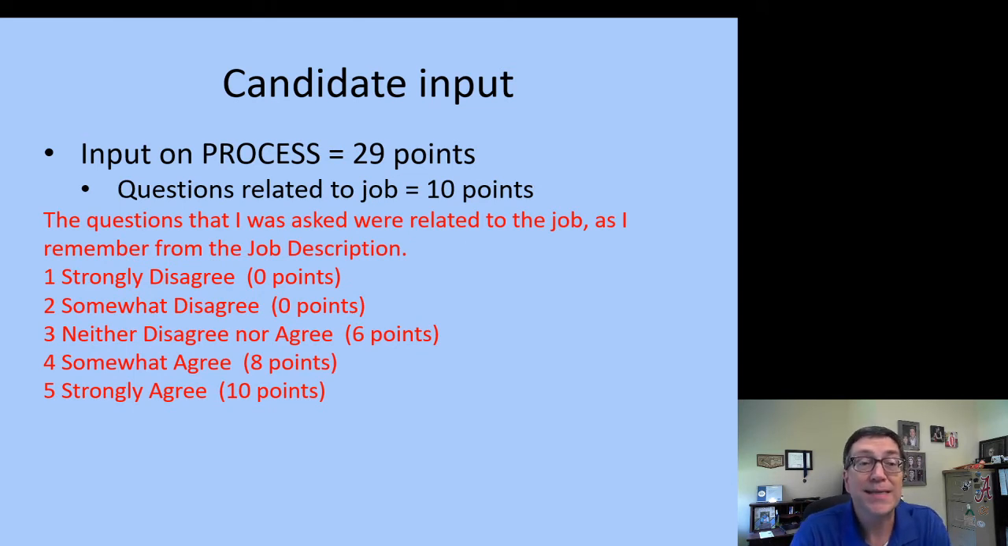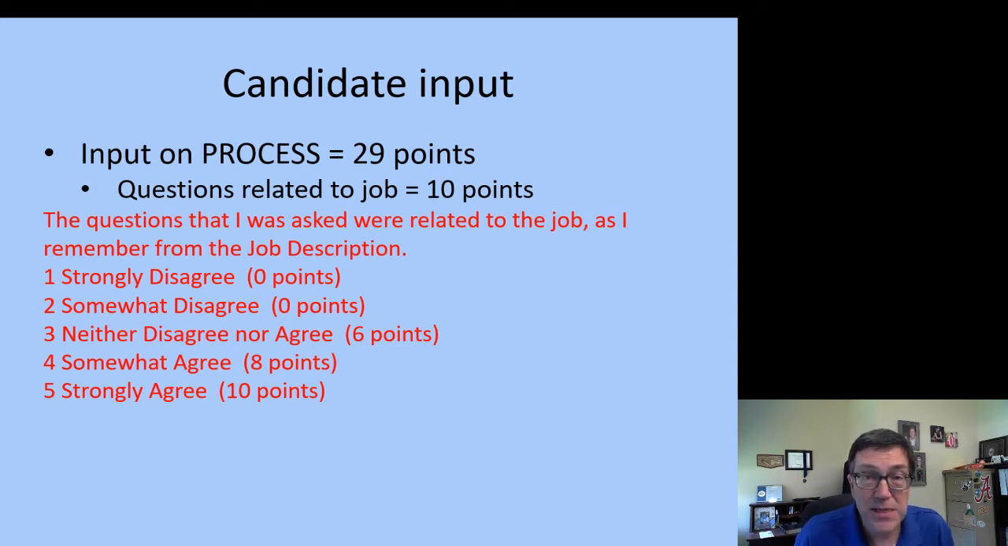The first question says, the questions that I was asked were related to the job as I remember from the job description. That's why I really tried to stress through the whole process that when you create your questions, you continue to go back to the job description. Questions about the essential functions, questions about the KSAOs. Even now, as you're looking at this video, you can go back and change your questions because you haven't started your first interview. If you want people to score you by saying, yeah, I think about the job description, just about everything they did on that interview was tied to that job description, so you'd get 10 points. Again, this is a double score. So a 5 strongly agree actually gives you 10 points.